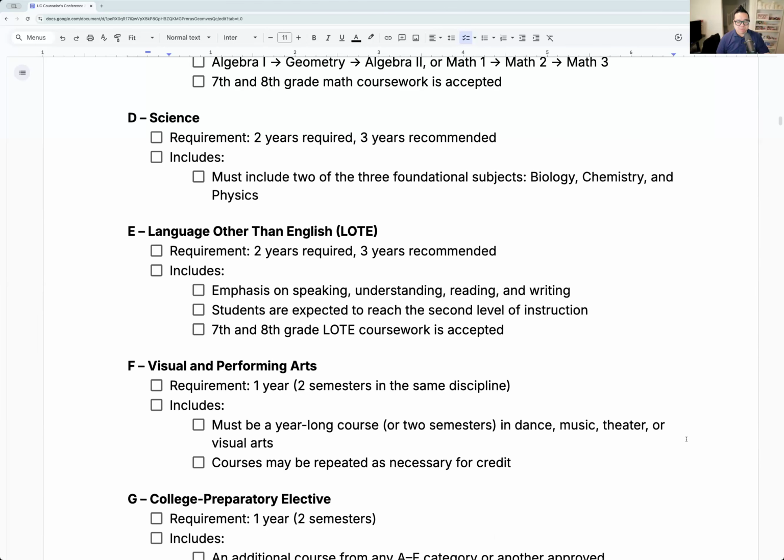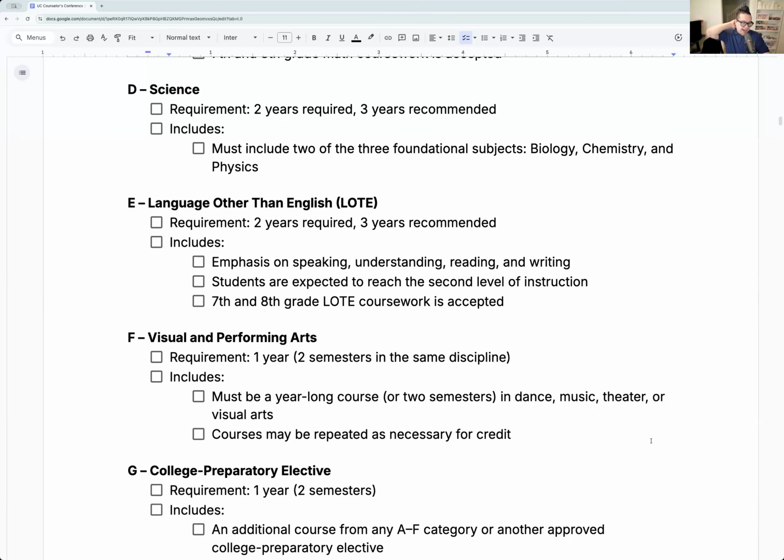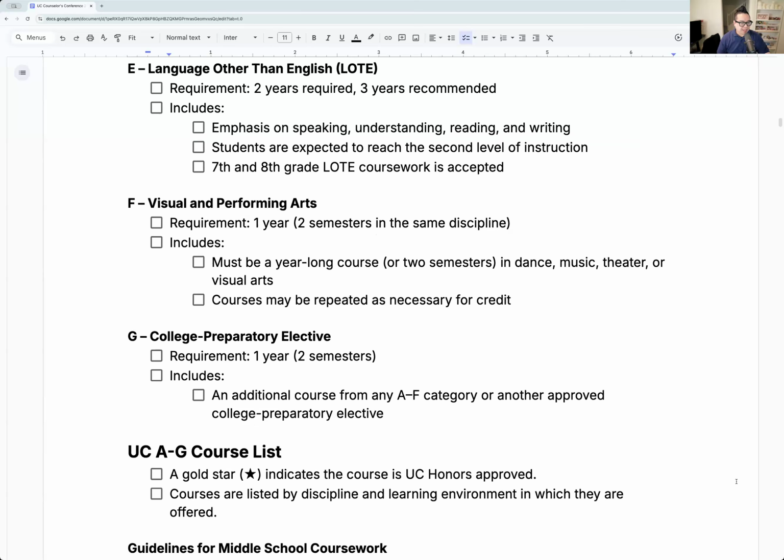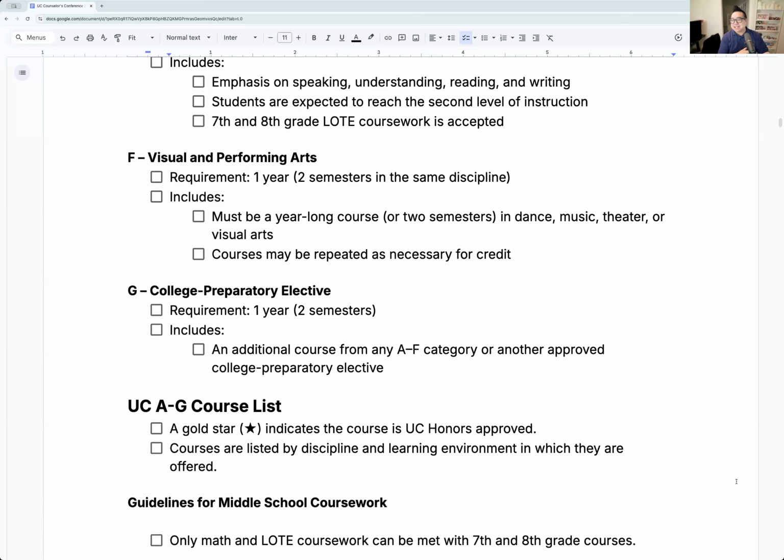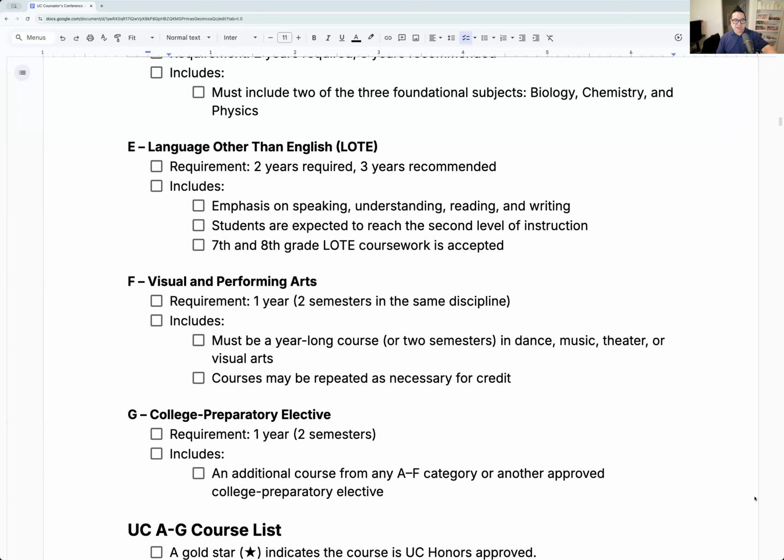Next one, visual and performing arts, 1 year over here, like 2 separate semesters in the same category. G is elective, 1 year elective, you're good to go. Or if you did the recommended, so for example, if in language you did 3 years of language, that third year will also count as your G. So G is pretty much easy for most students to hit.